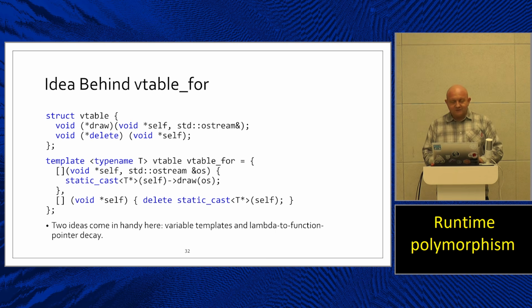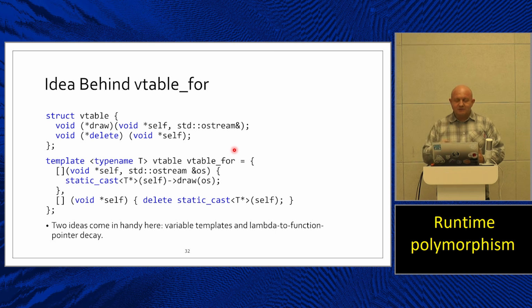The vtable is just a struct of function pointers, one for draw, one for delete, and then we define a variable template vtable for T. For each T, we instantiate a small static table with two lambdas, one that casts the void pointer back to T star and calls draw, and one that deletes the object.